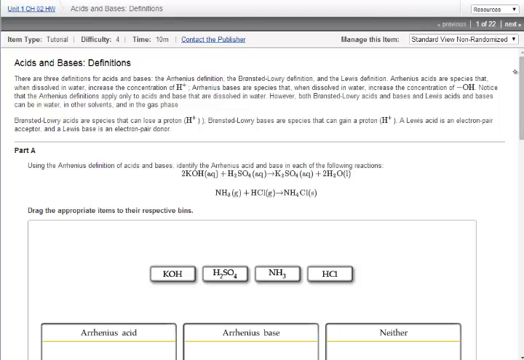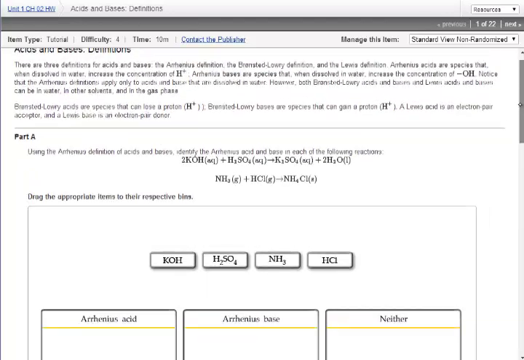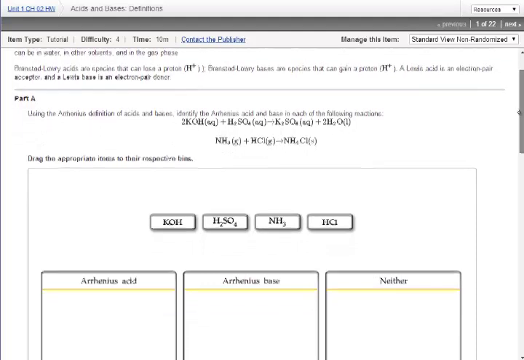Acids and bases definitions. This particular problem gives you some practice identifying which is an Arrhenius, Bronsted-Lowry, or Lewis acid and base. Now, primarily what we use here in organic chemistry is the Lewis definition. However, it is important to retain this knowledge from general chemistry.